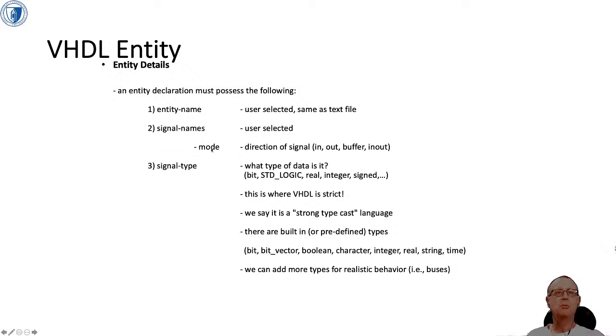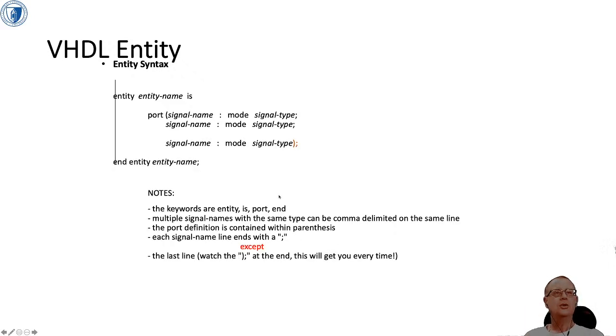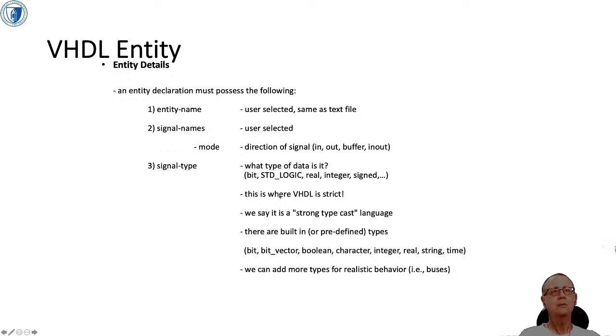Right, we've got the name, we've got the mode, which is whether it's input or output, and then we've got the signal type. You have to be very careful with types in VHDL. As it says there, it's a strongly typed language. So a bit is not the same as a std logic, even though they both represent single bit values. Types in VHDL can be extended, so if it makes sense to make our own type, we can do that.